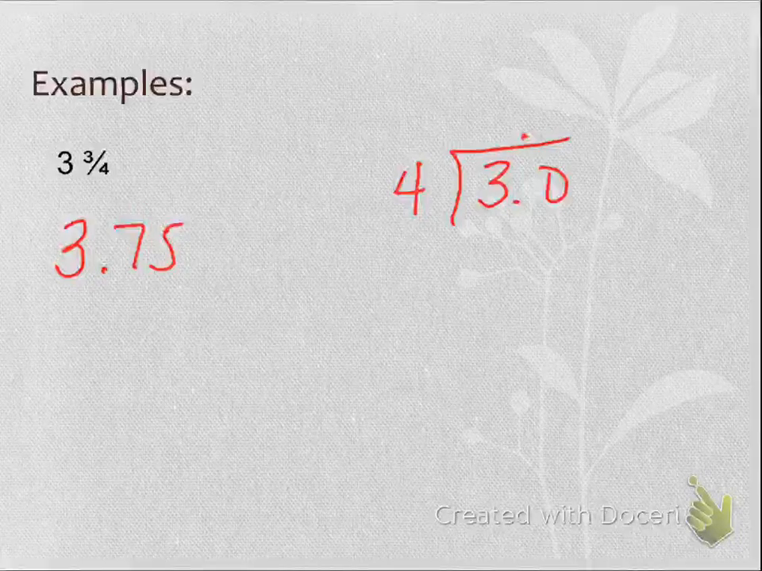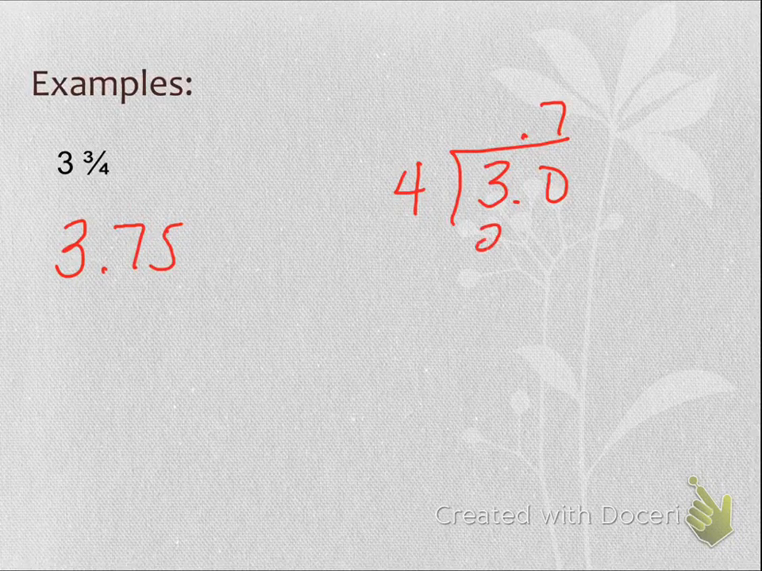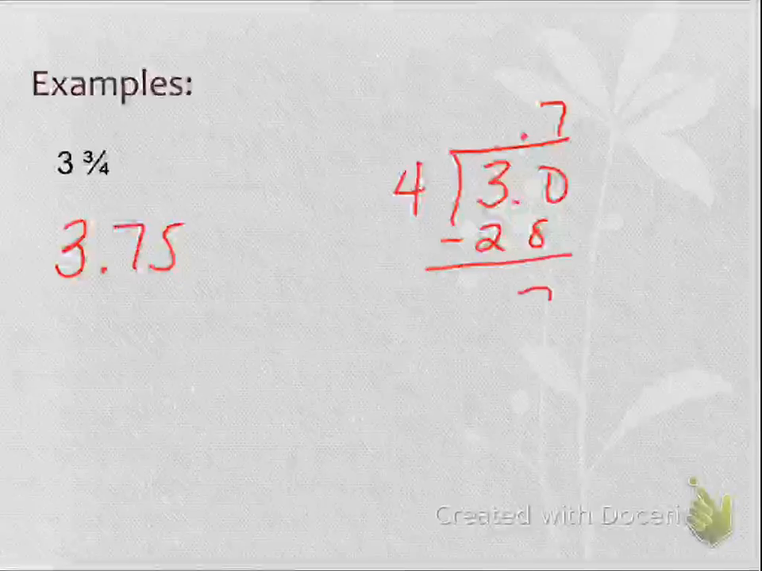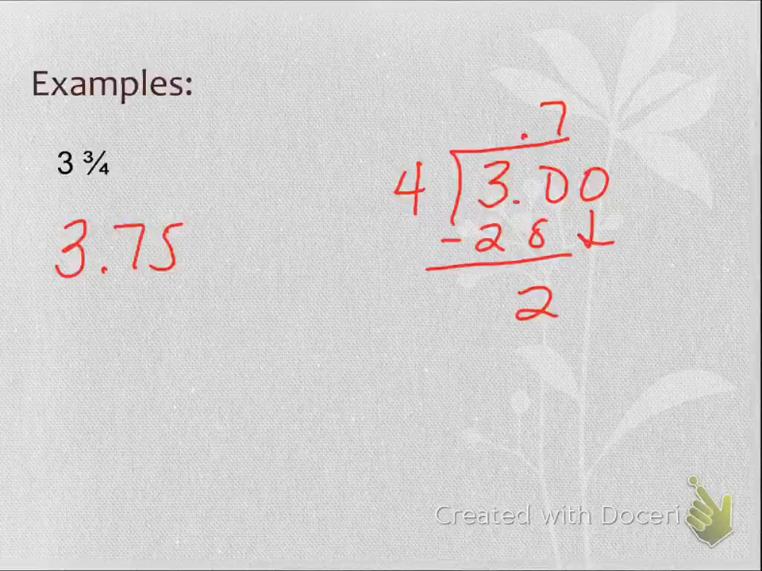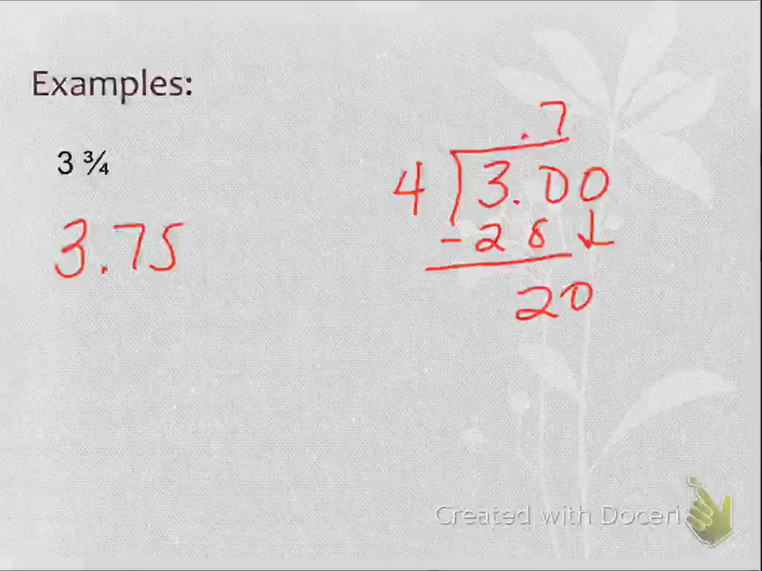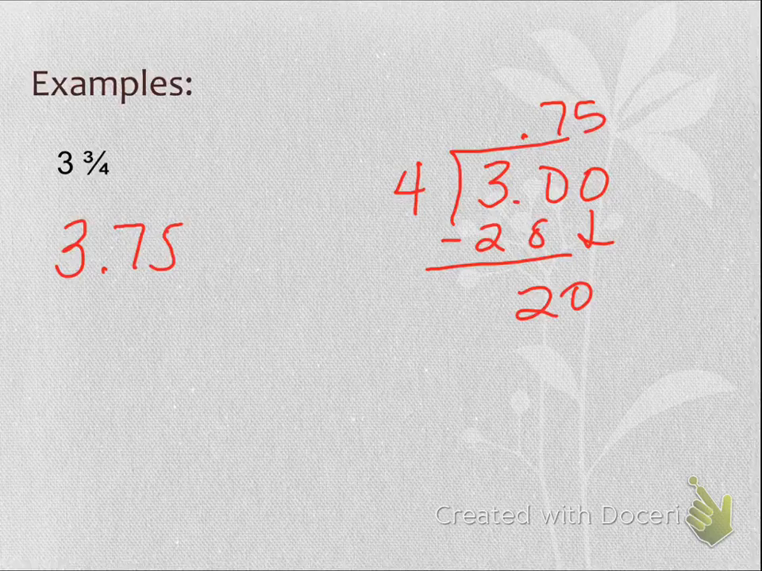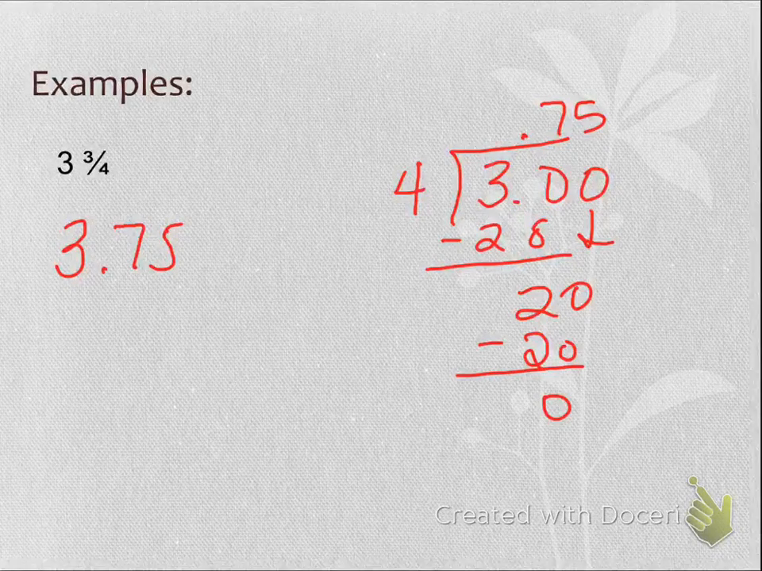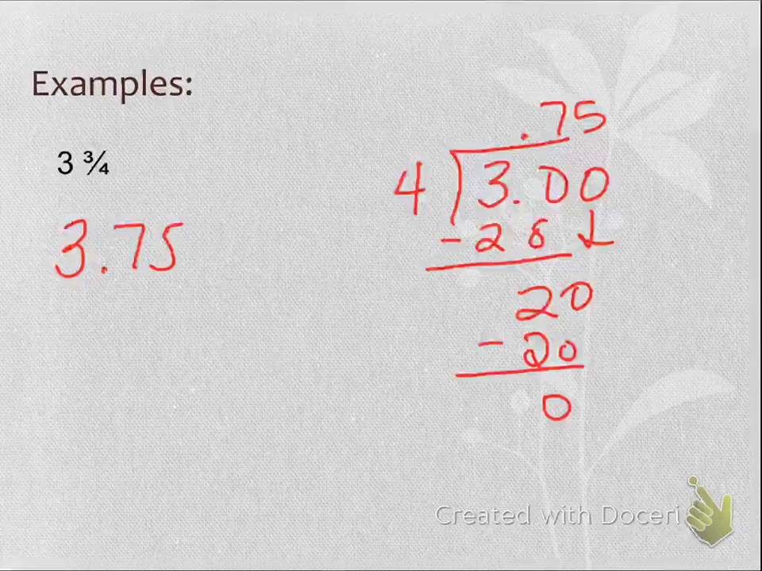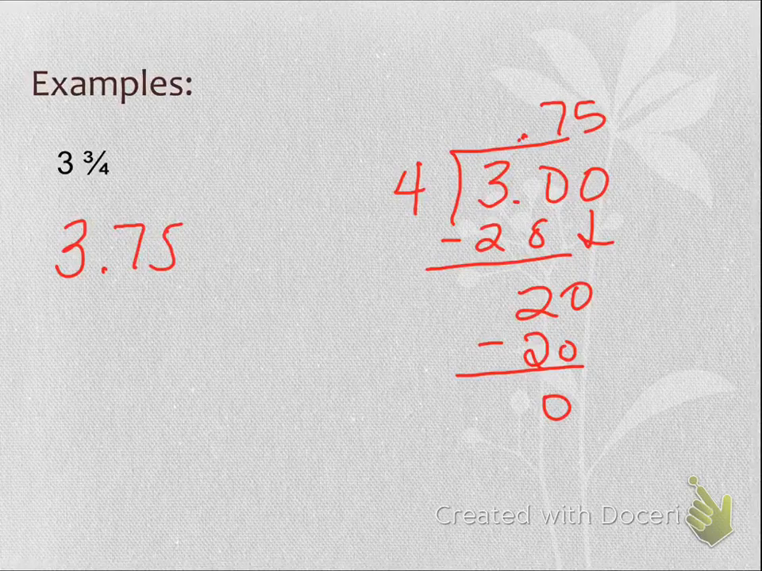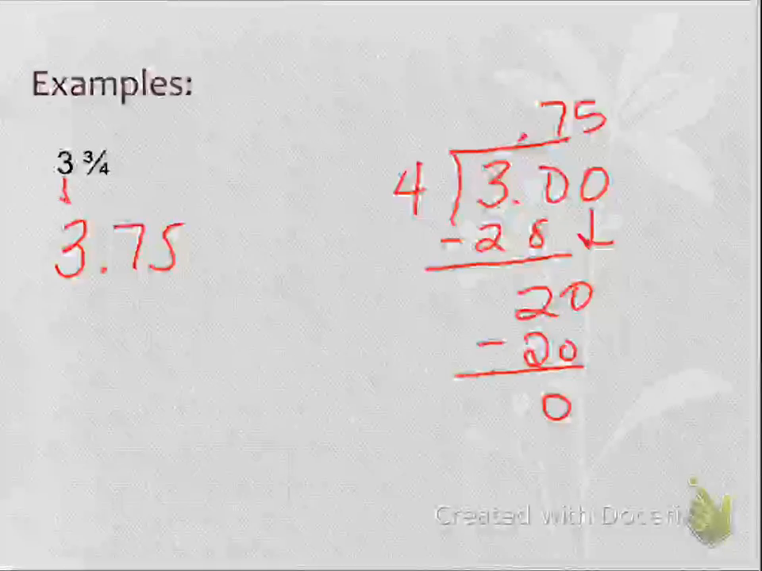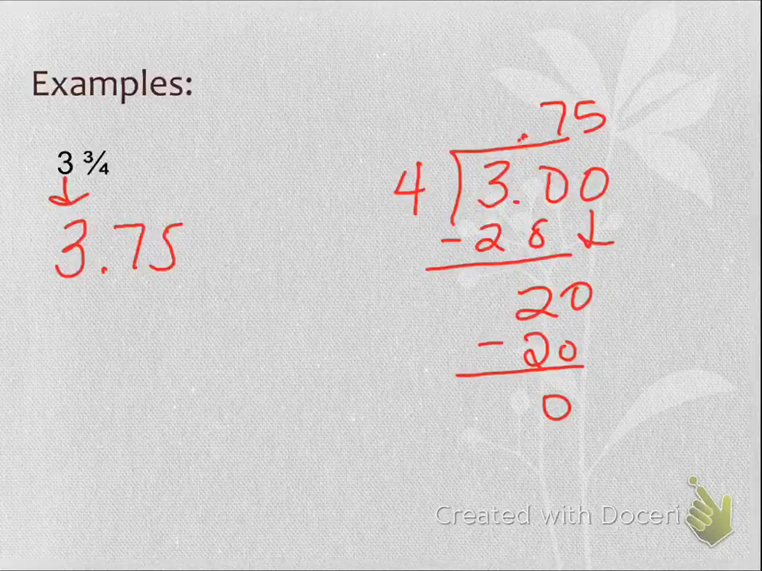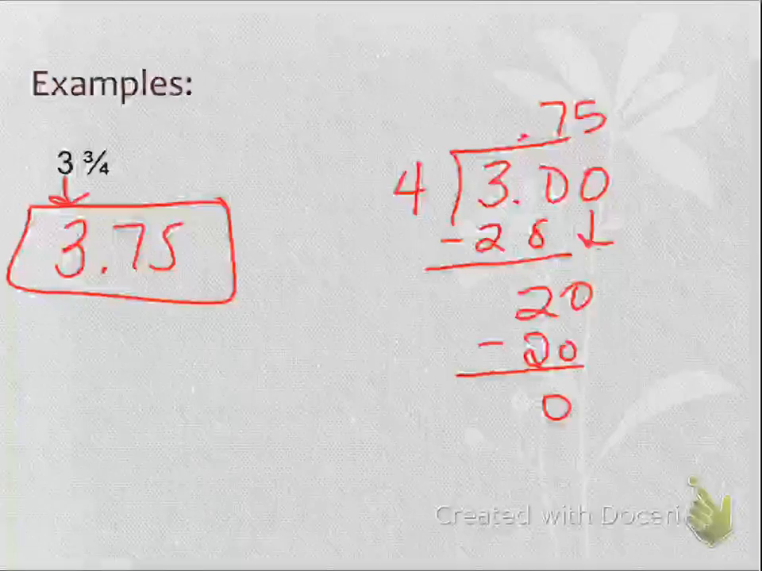So 4 goes into 30 7 times. 7 times 4 is 28. Subtract and we have 2. Add a 0 and bring it down. 20 divided by 4 is 5. 5 times 4 is 20. We have no remainder, so we get 0.75. And remember our whole number, we just write it right in front of the decimal, and we have our 3.75.